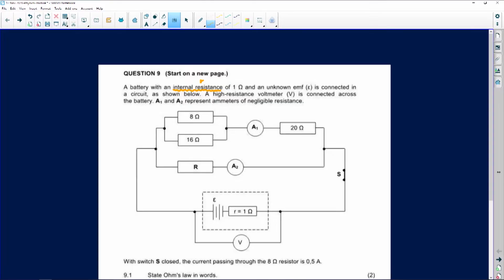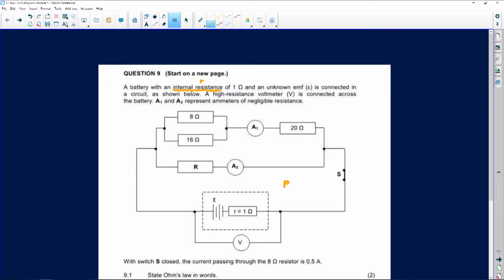We as teachers, we touch on it a little bit, but in grade 12, it's full on internal resistance more than grade 11. If you do have a good foundation for grade 11, this should be a piece of cake because the formulas do change and they only just add internal resistance. So we have internal resistance of 1 ohm. Now, you can see that small r there, that means internal resistance.